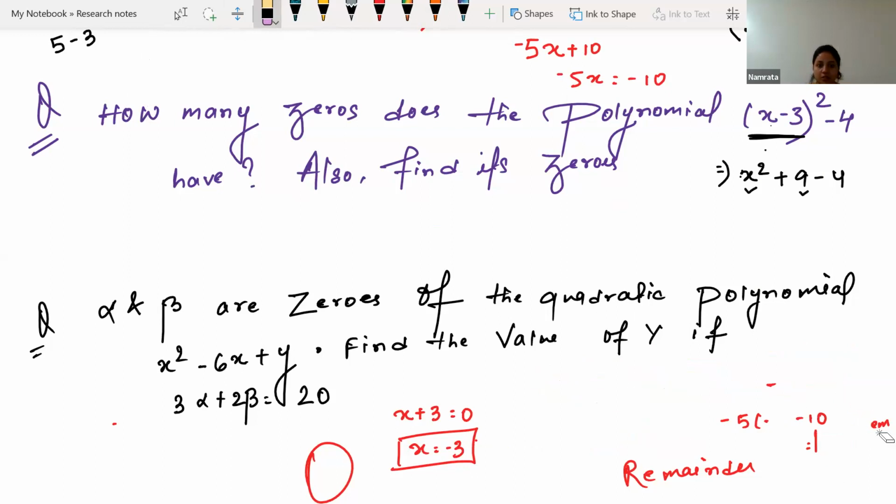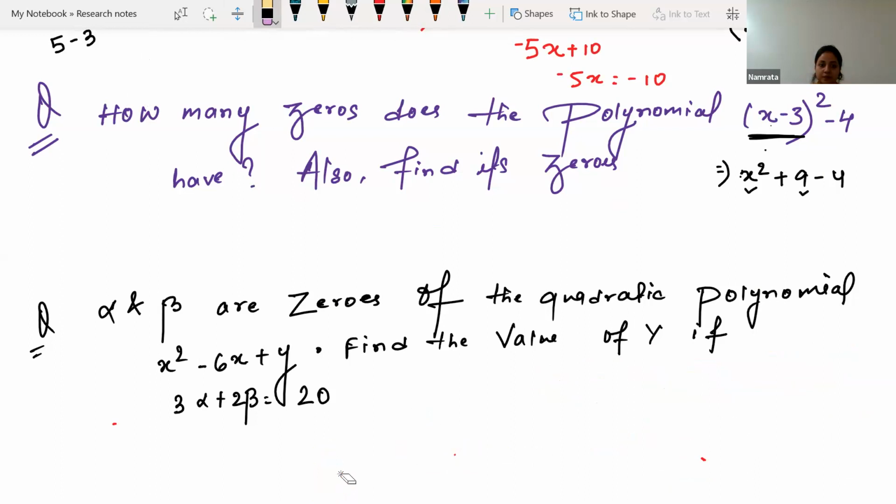Alpha, beta are the zeros of the quadratic polynomial. We can see the polynomial over here. Find the value of y if 3 alpha plus 2 beta is equal to 20.